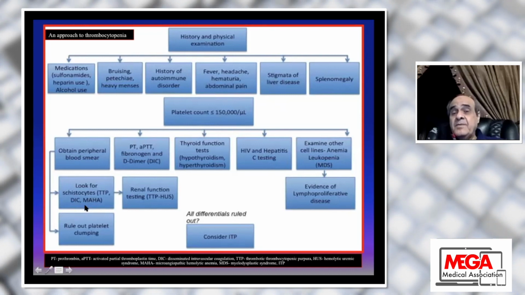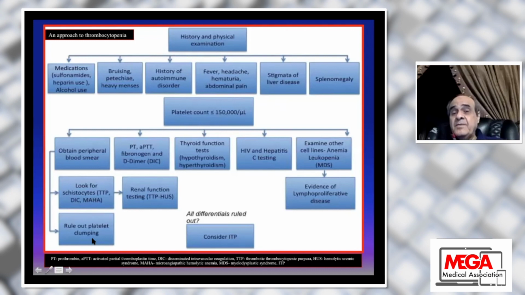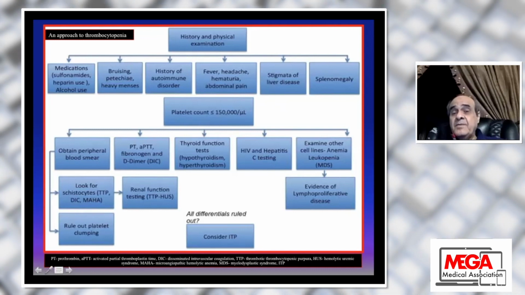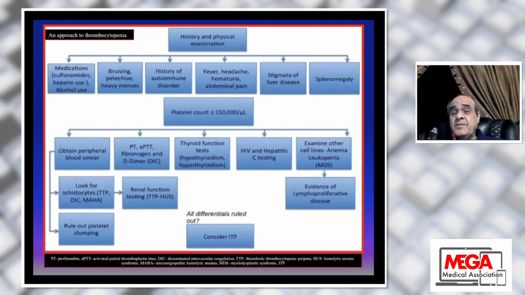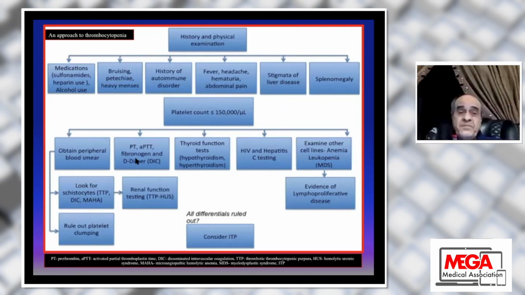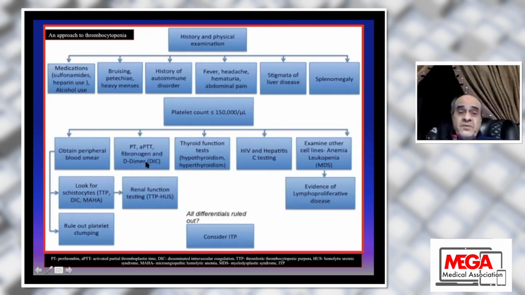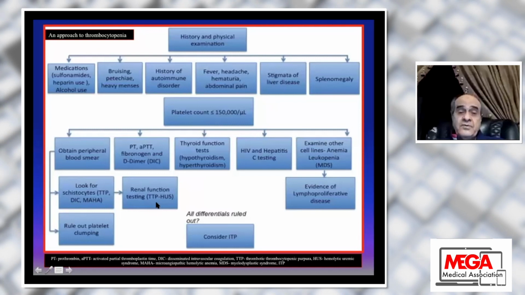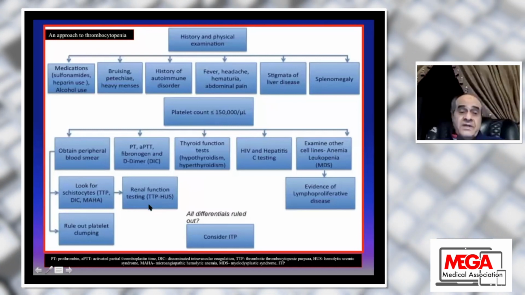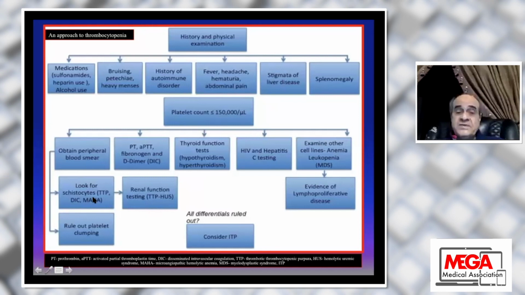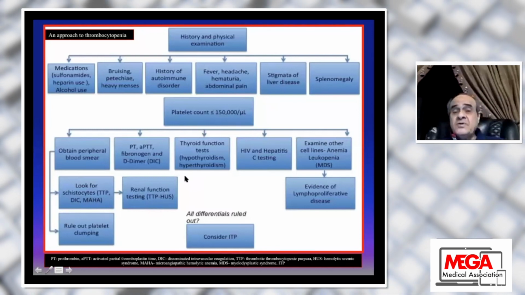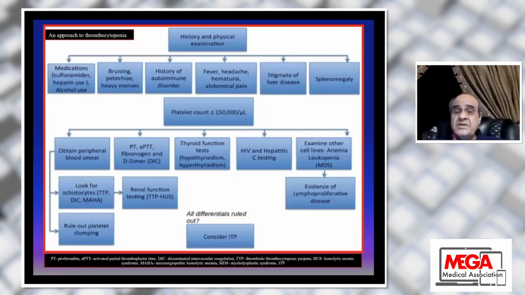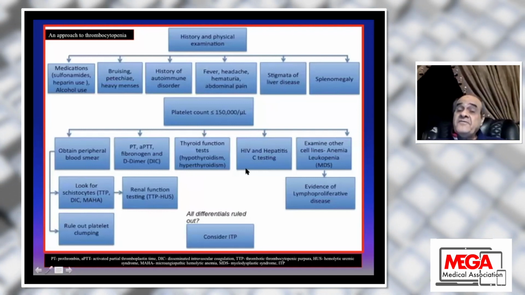as I said, and DIC and microangiopathy, and pseudo-thrombocytopenia from the anticoagulant used, such as EDTA; use another anticoagulant. PTT, fibrinogen, and the D-dimer in DIC will be increased. Renal function testing is very important to exclude HUS or TTP in cases of schistocytes in smear. Also look for other causes such as thyroid function, hypothyroidism, hyperthyroidism, or viral infection, very common.